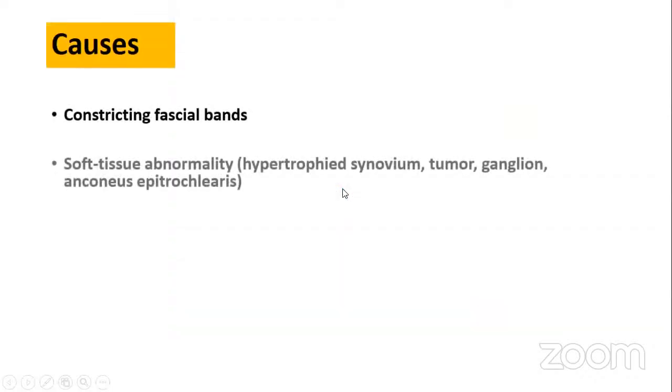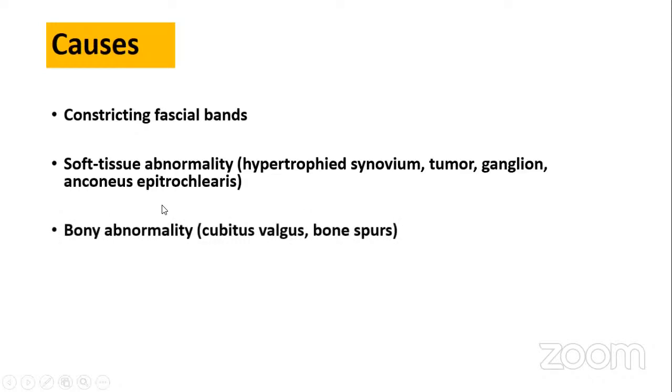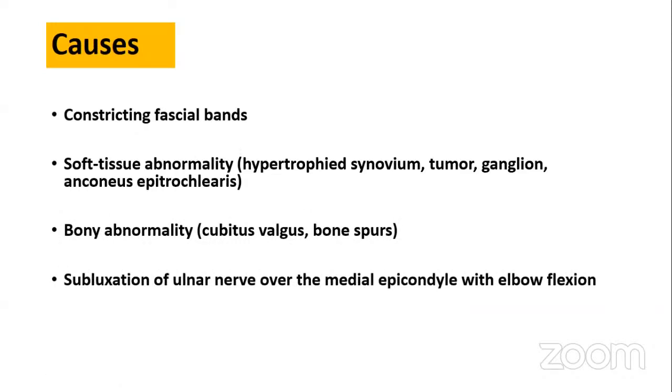Okay, so the causes include constricting fascial bands, soft tissue abnormalities like synovium, tumor, ganglion. Just now I showed you the anconeus epitrochlearis, an anomalous muscle. Also cubitus valgus and bony spurs, and subluxation of the nerve over the medial epicondyle with elbow flexion, especially in patients with ligament laxity and any of these collagen disorders. And sometimes it could be occupational related also.